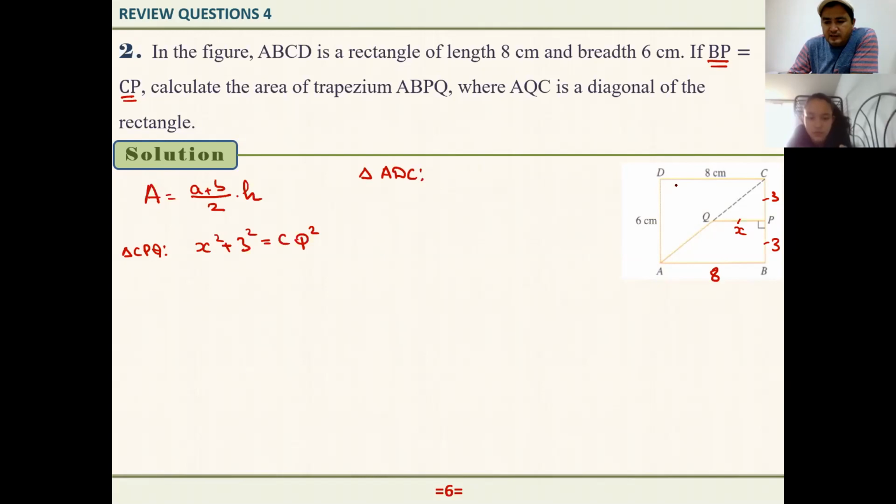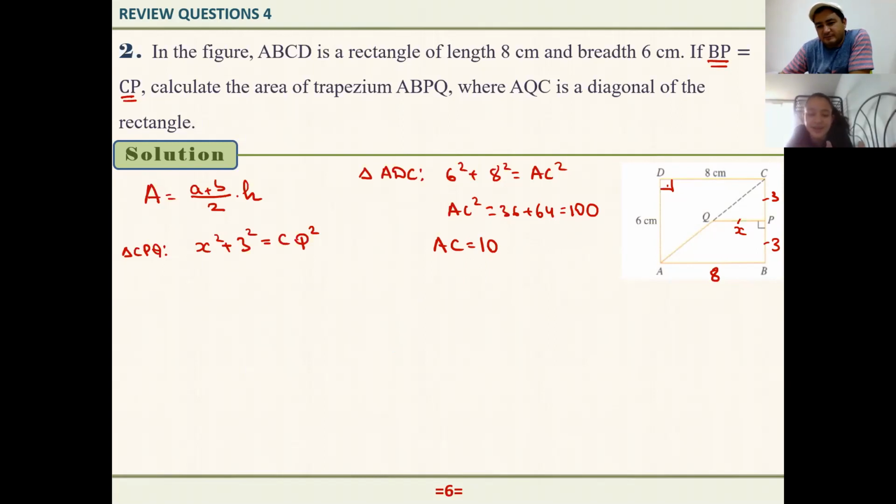Another one is using this relationship in triangle ADC. Is it also a right angle triangle? Yes. So that is 6 squared plus 8 squared equals AC squared. What is 6 squared? That's 36. 8 squared is 64. And what is 36 plus 64? 100. If AC squared equals 100, what is AC? It is 10, because 10 squared means 10 times 10 equals 100, right?